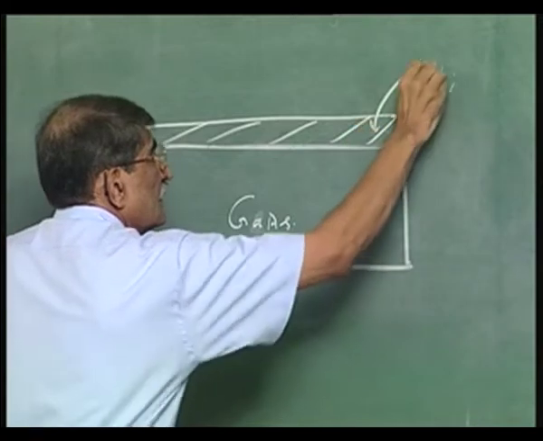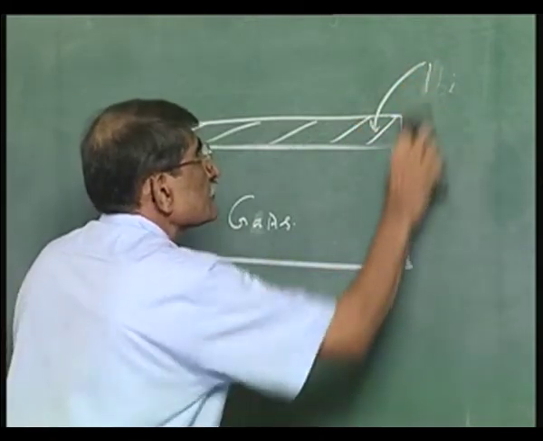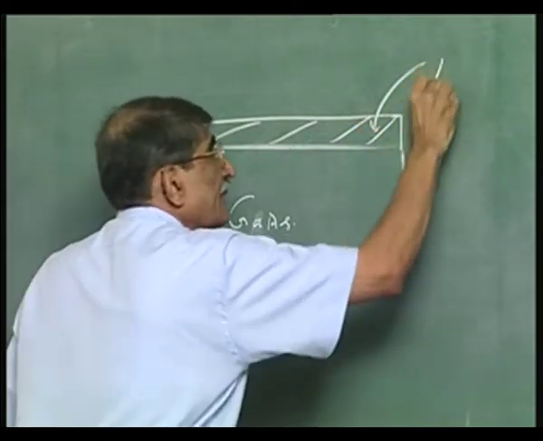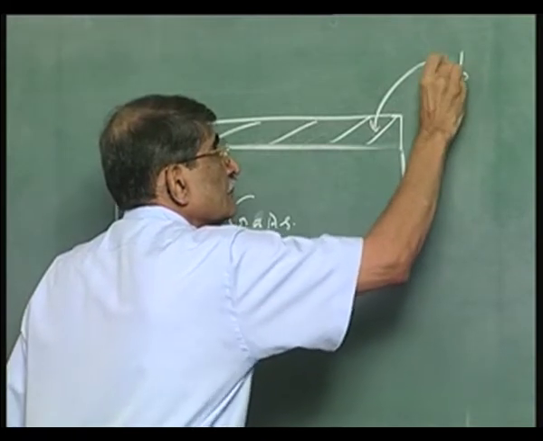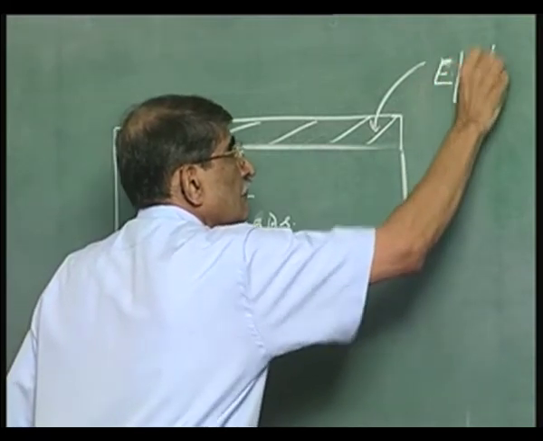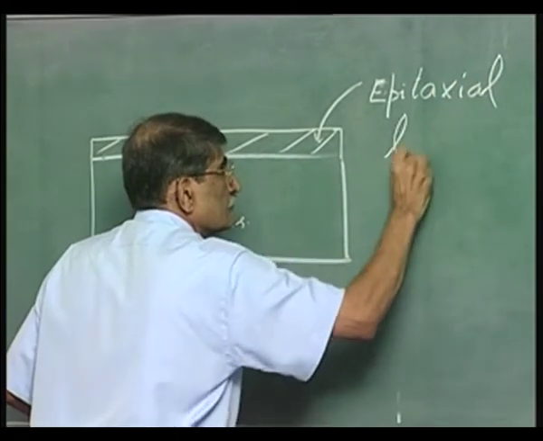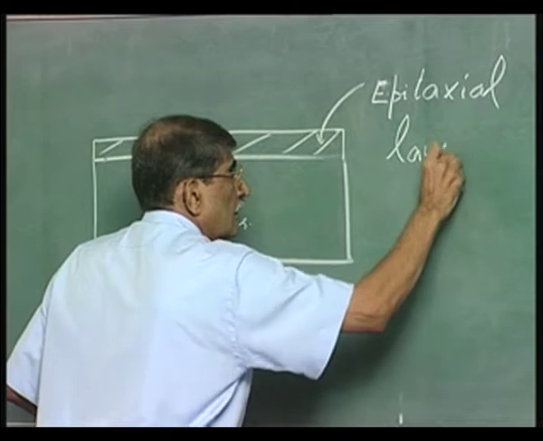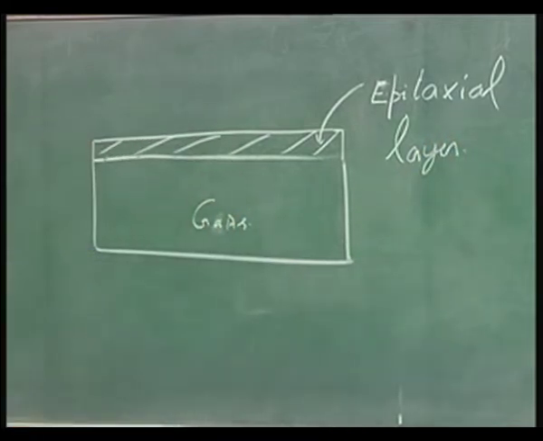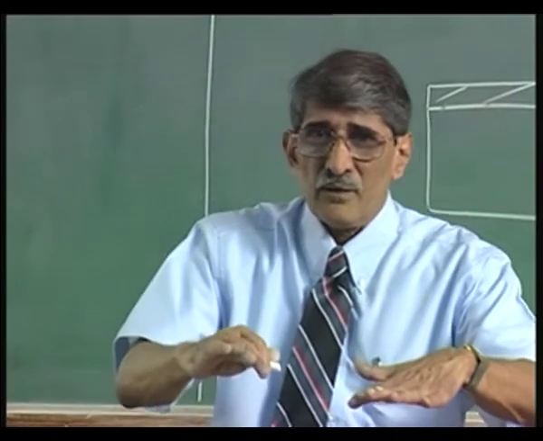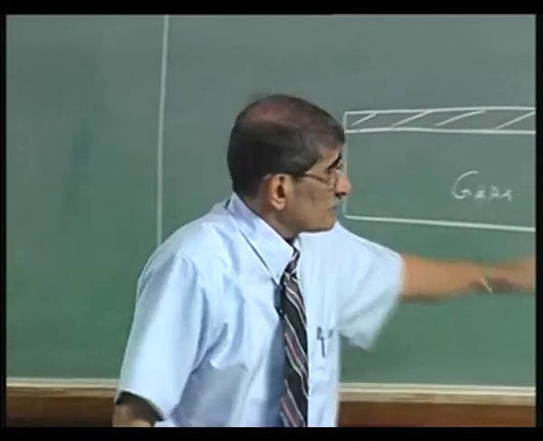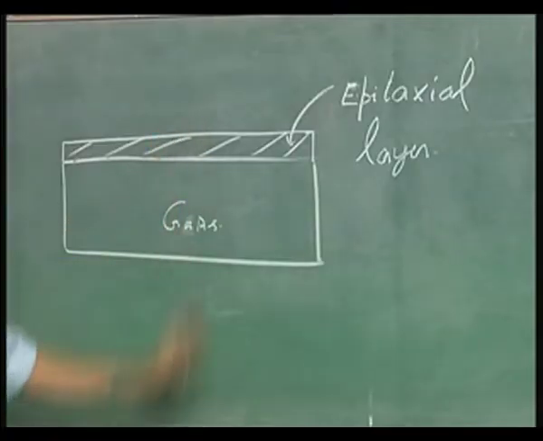That is epitaxial layer. Epi is arranged upon, you arrange atoms on the top of that. So, this can be done by different ways. In fact, we will have occasion to see in some detail immediately after these dopants etc. in the next 1 or 2 lectures.